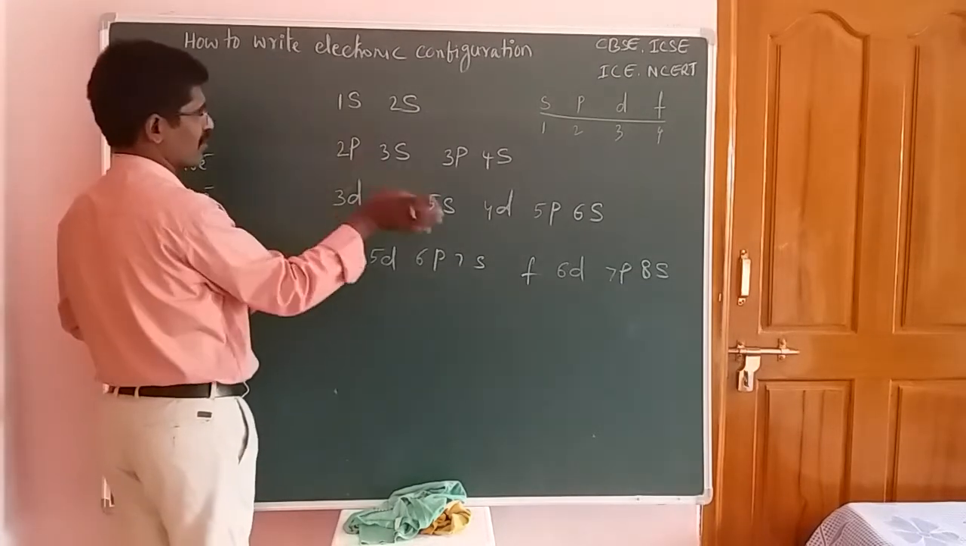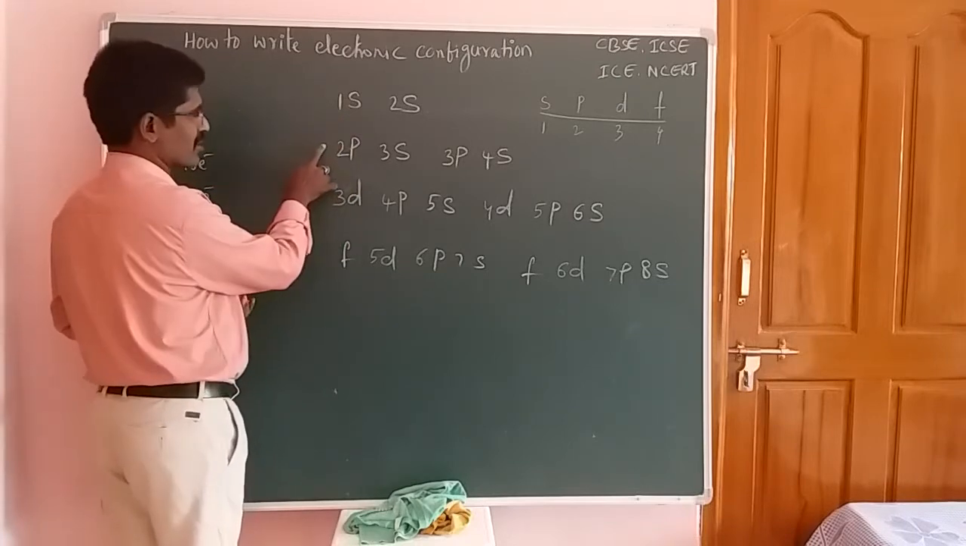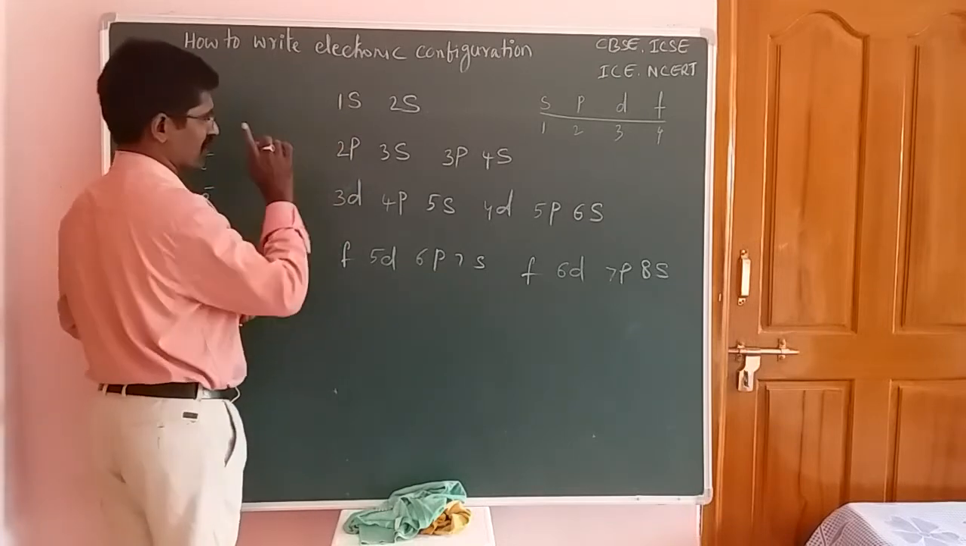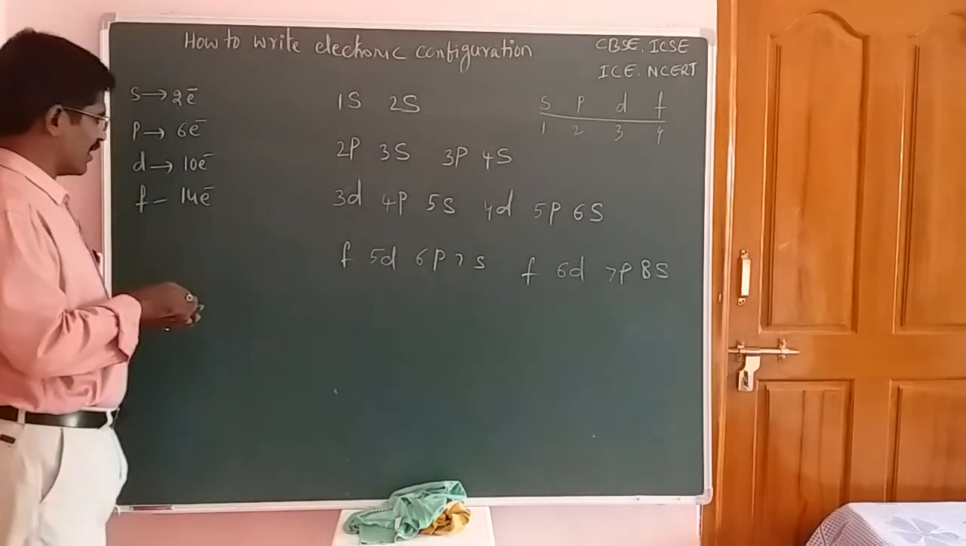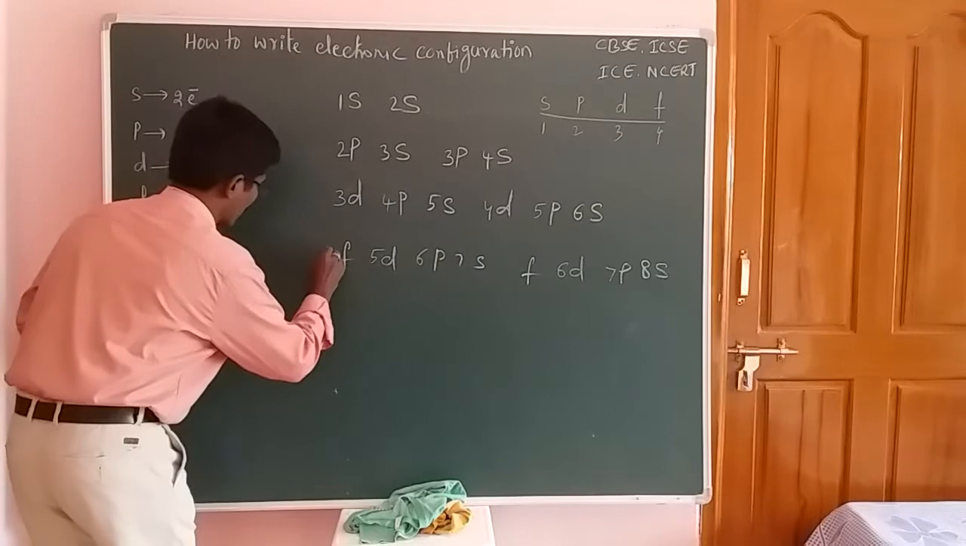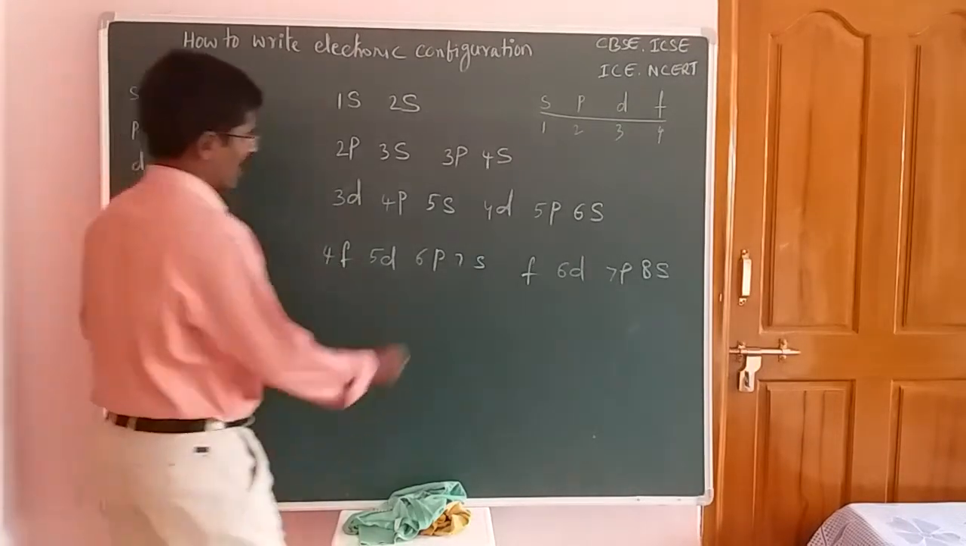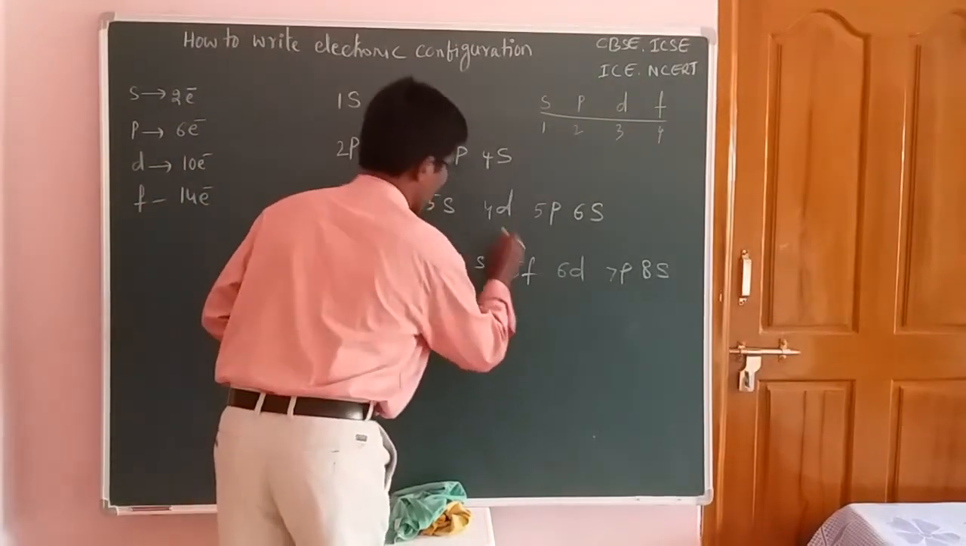So it's not possible in the first energy level, it's not possible in the second energy level, it's not possible in the third energy level. So it should start from the fourth energy level, students. That's why this one is the 4f orbital, and the next one is the 5f orbital.